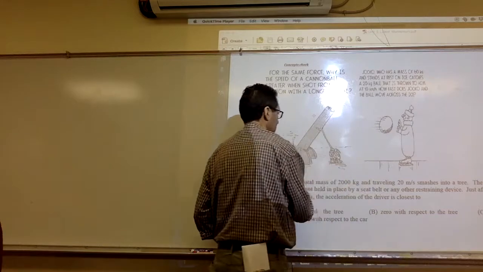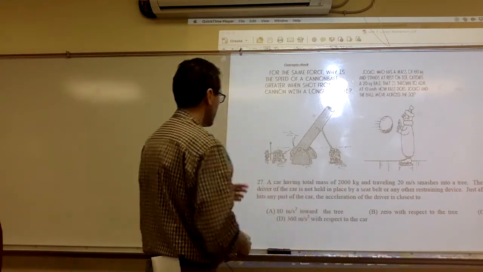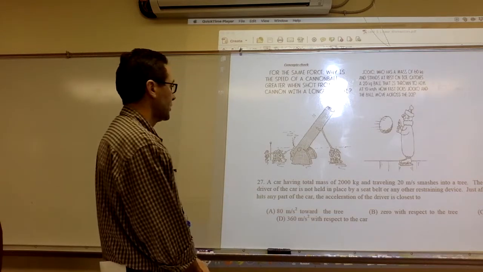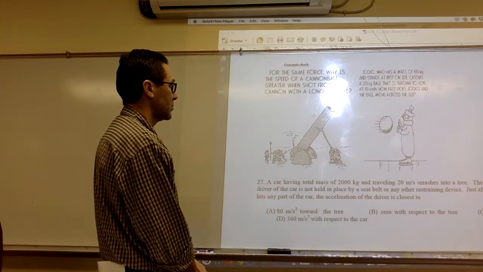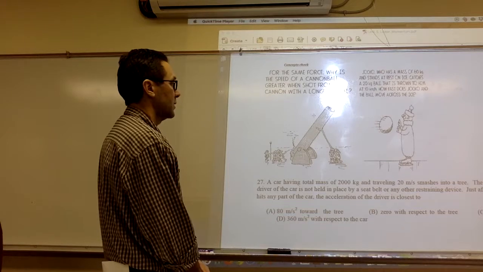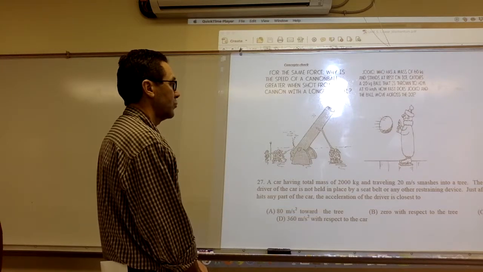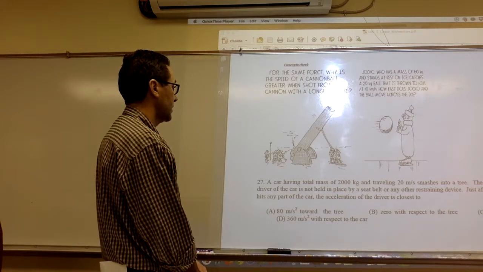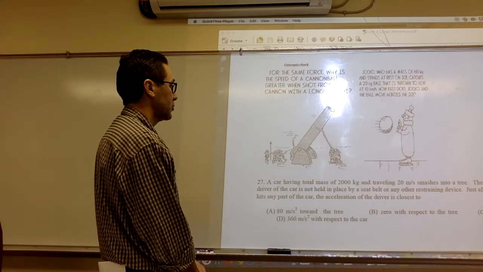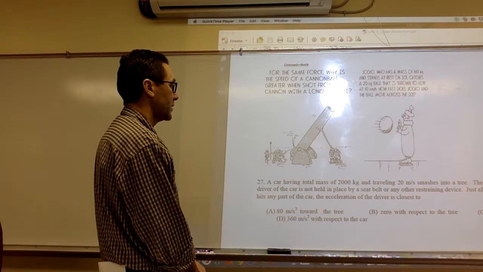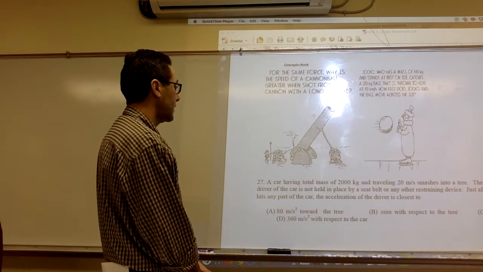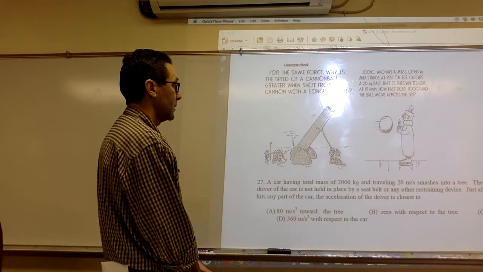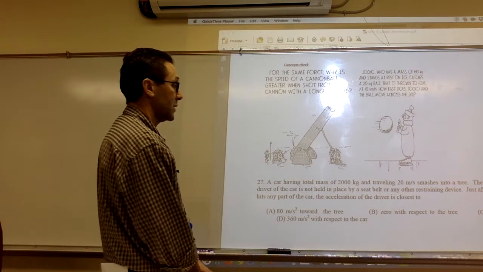All right, so let's look at this picture here. This is going to lead us to, actually, I'll do the multiple choice first. A car having a total mass of 2,000 kilograms and traveling at 20 meters per second smashes into a tree. The car is stopped in 0.25 seconds. The driver of the car is not held in place by a seat belt or any other restraining device. Just after impact, but before the driver hits any part of the car, the acceleration of the driver is closest to, well, they're going at a constant speed of 20 meters per second.